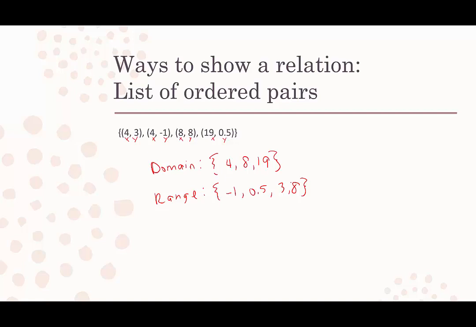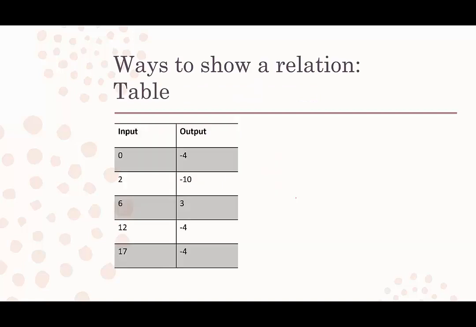These would be relations with a finite number of values in the input and a finite number of values in the output, just meaning we can count. So there are 1, 2, 3 values in the domain, and there are 1, 2, 3, 4 values in the range. If something had an infinite number, it would be a lot harder to list. We might have to use set notation or something else to help us list the domain and range. Another example of a finite relation would be a table.